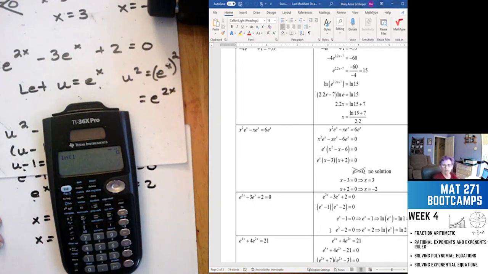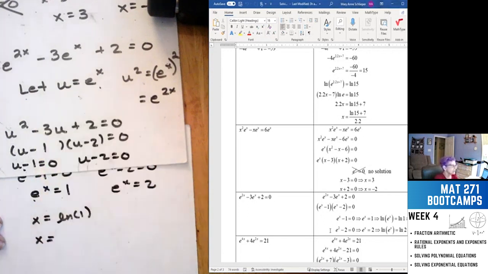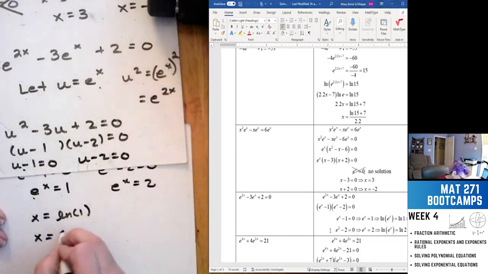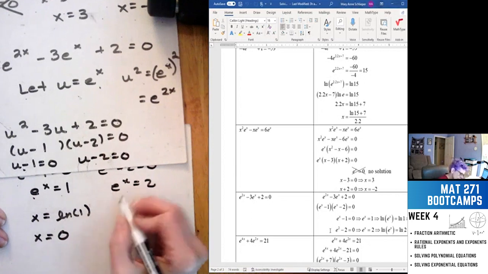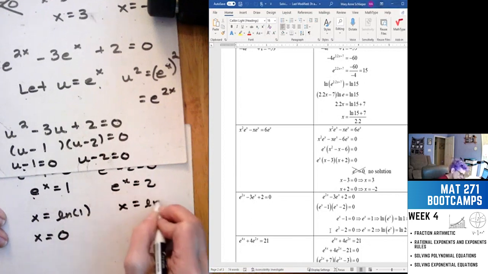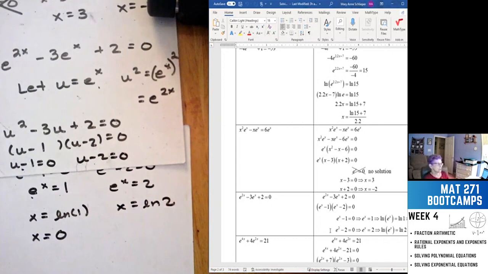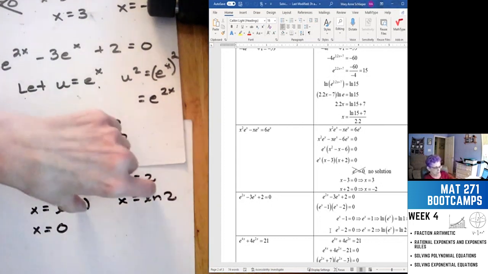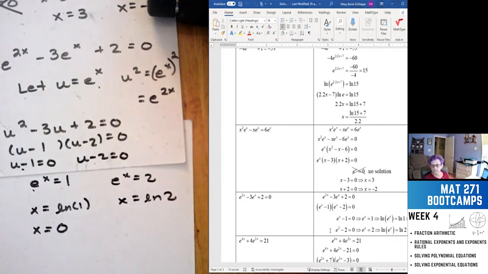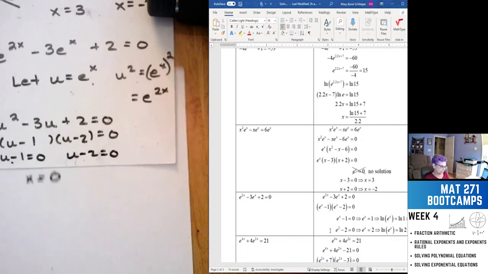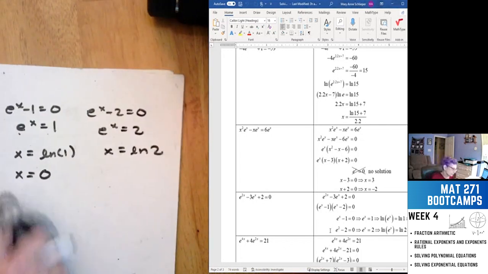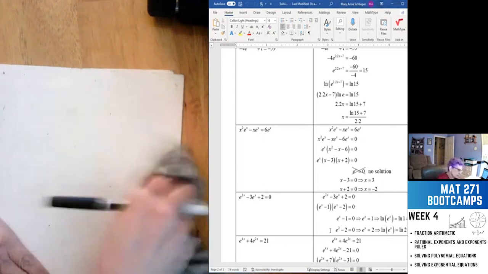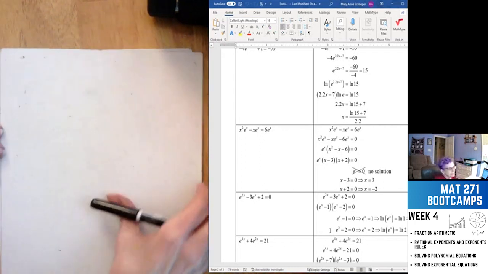Oh yeah, it's 0 because e to the 0 power is equal to 1. Or natural log of e to the x is x. So you get two nice, friendly, exact answers. Got another one, kind of like that.